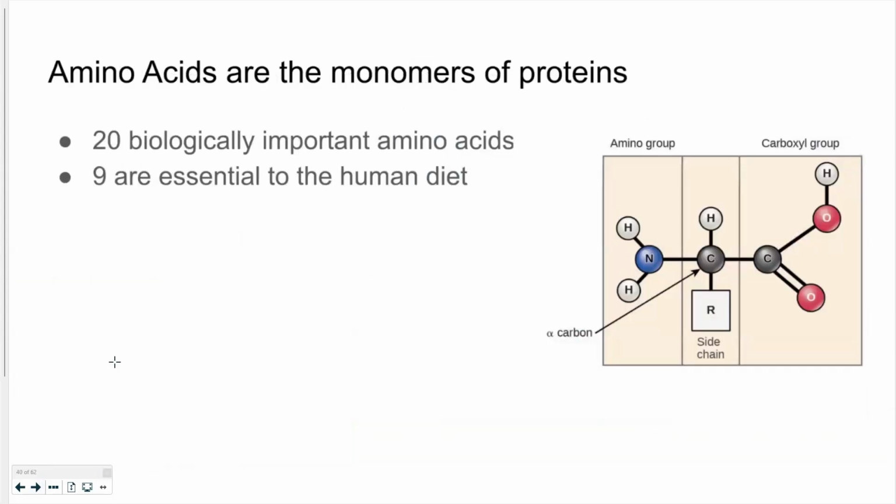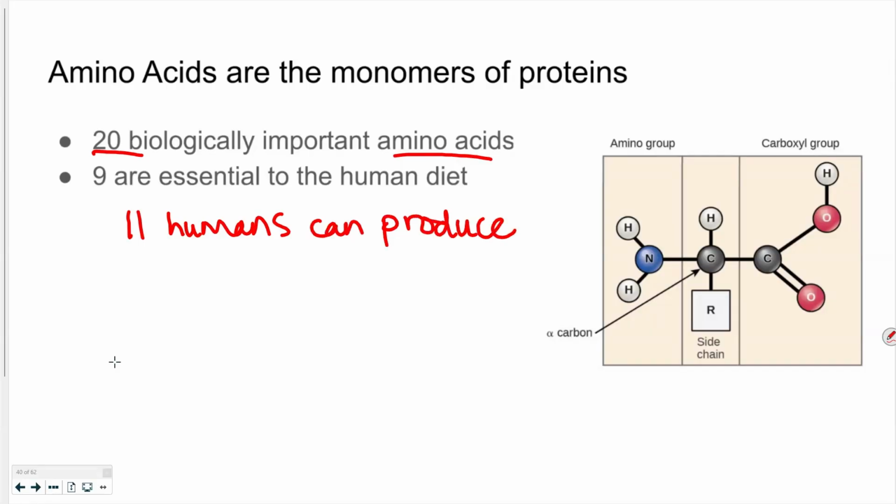All right. So, the monomers of proteins are called amino acids. There are 20 different kinds of amino acids that are biologically important. 11 of them humans can make. We can produce them in our own bodies. But the other 9, humans can't make.